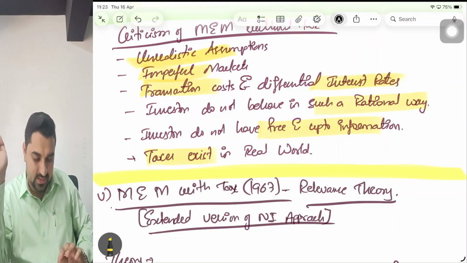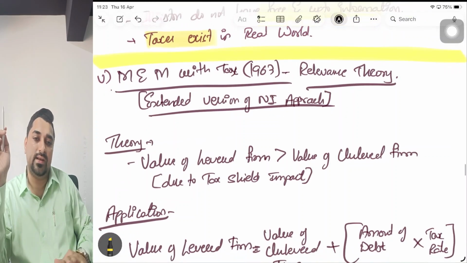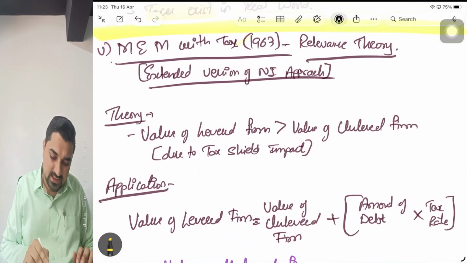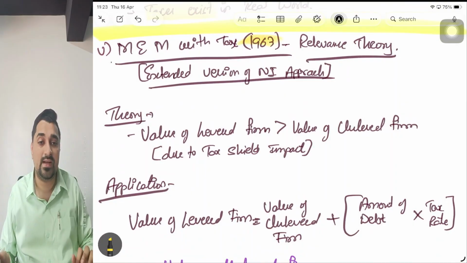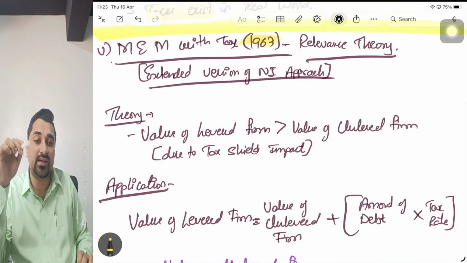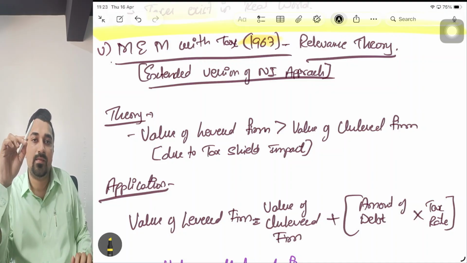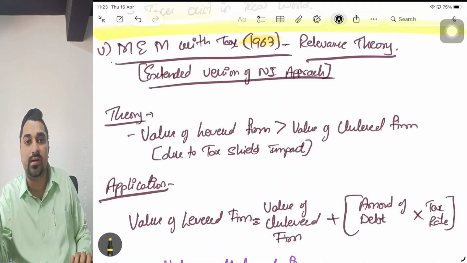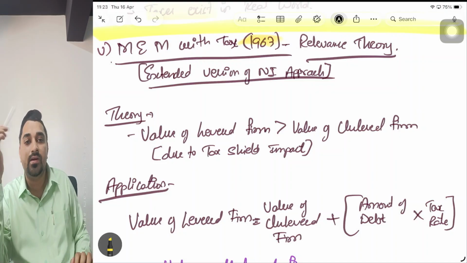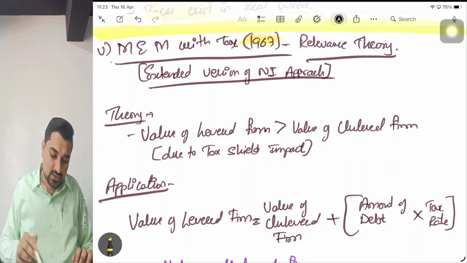After facing all of this, M&M changed course. Then he came up with one more approach in 1963. Remember the first approach was in 1958. Now the second approach is M&M with tax, which is a capital structure relevance theory. Earlier M&M was a capital structure irrelevance theory. Now M&M totally took a U-turn, and it became a capital structure relevance theory. That is called M&M with tax.